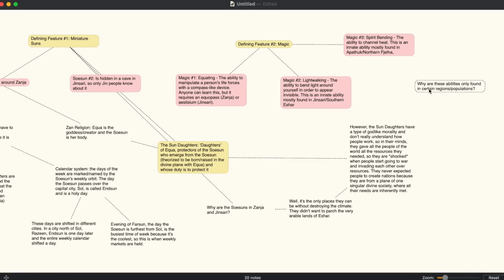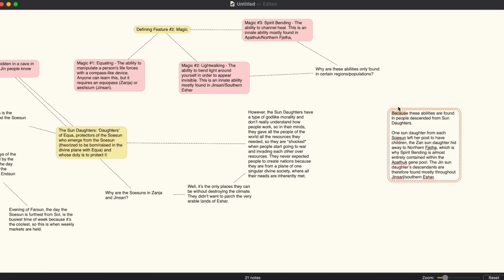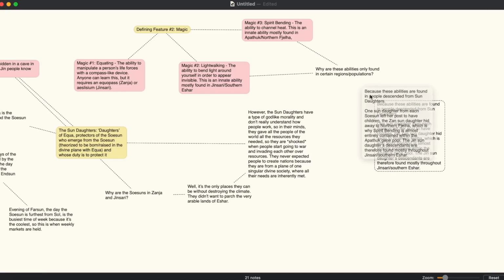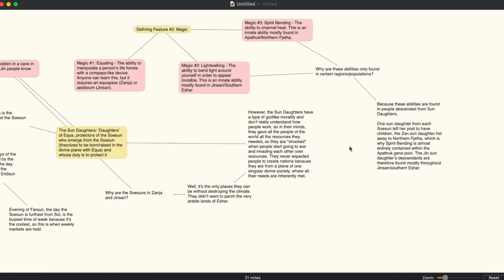Why are these abilities only found in certain populations? The reason these abilities are found in only certain regions is because they are people who are descended from Sun Daughters. One of the Zon Sun Daughters left her post. She went to Northern Vilha. She had children, and that's why spirit bending is almost entirely contained within the Apathic gene pool, which is like an ethnic group in this book.